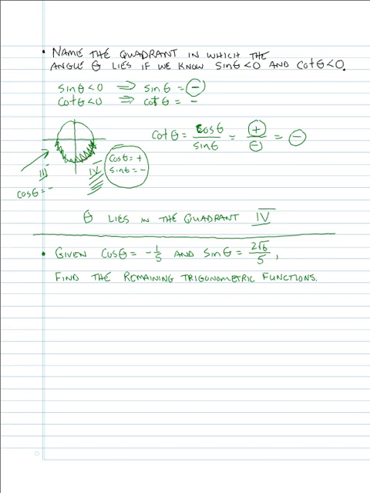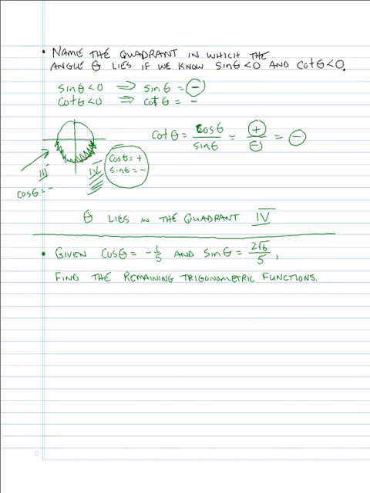We have enough information, knowing the cosine of the angle and the sine of the angle, to find the results of the others, when we take the tangent of that angle and the cotangent of theta and so on.